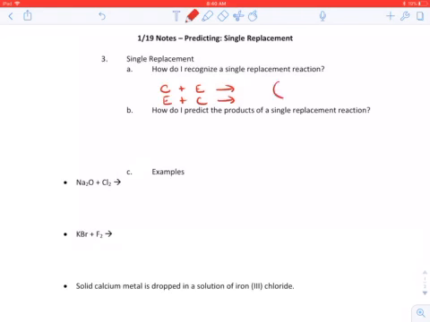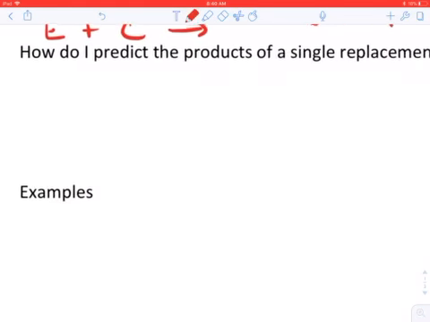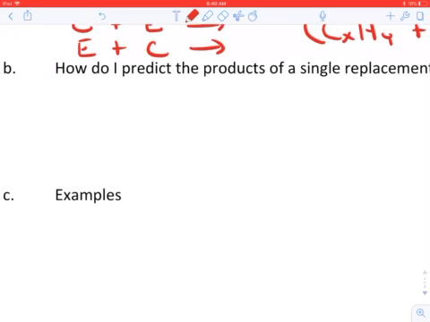There is one exception to this, and that is we cannot have a hydrocarbon plus oxygen, because that's still a compound, but it is not the correct one. This is going to be a combustion reaction, and we're going to talk about that later. So, how do we predict the products of a single replacement reaction?